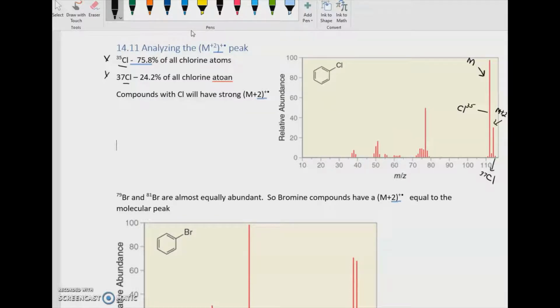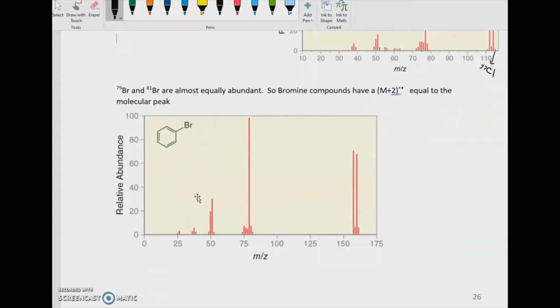Okay. So we can also look at the same sort of effect with the bromine. The bromine isotopes are basically split. Half of them are 79 and the other half are 81. So this peak is our molecular peak, and this other peak is our molecular +2 peak. This molecular peak is the compounds that have bromine-79, and the other peak has bromine-81 in it.